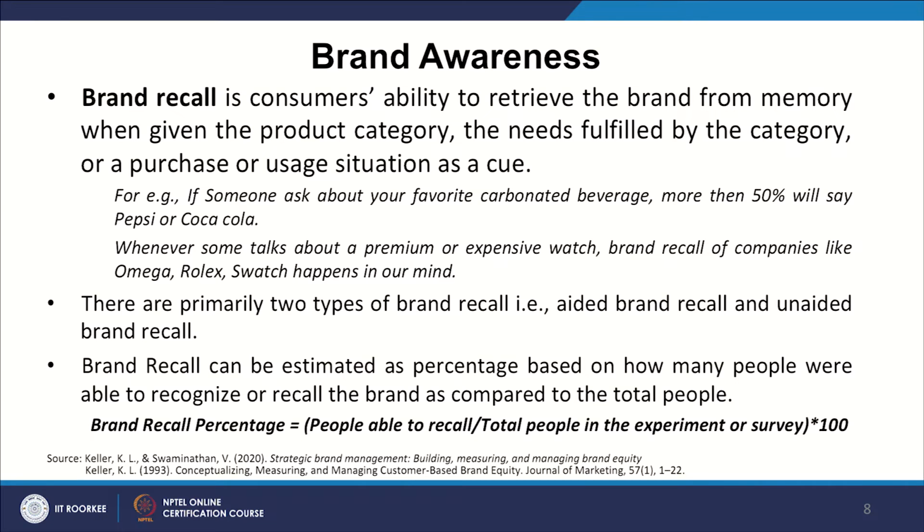But as of now, just remember brand awareness and brand recall, when, for example, you may talk about Tanishq, you may talk about Titan, you may talk about several brands which have lots of recall associated with them. There are primarily two types of brand recall: aided brand recall, unaided brand recall. Brand recall can be, and these are research methodologies also.